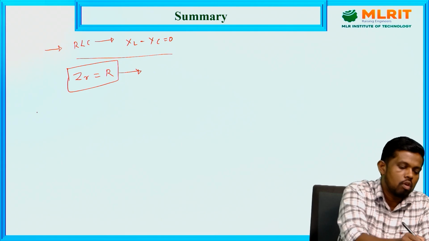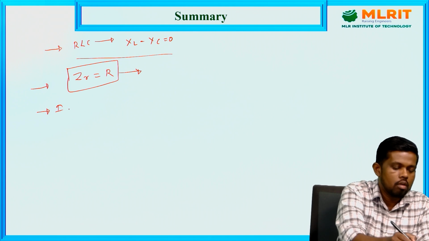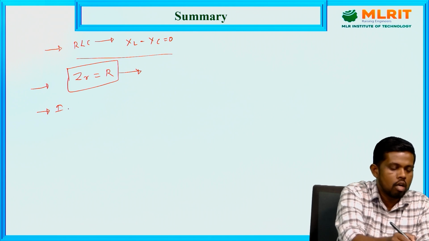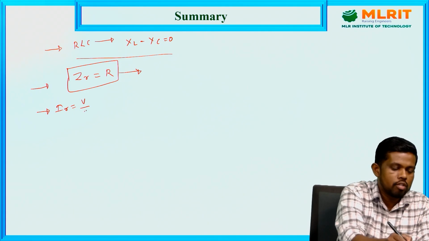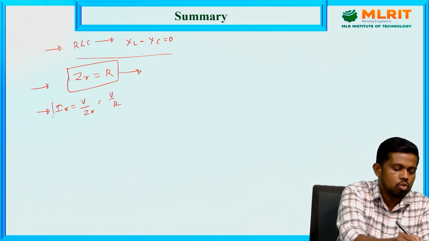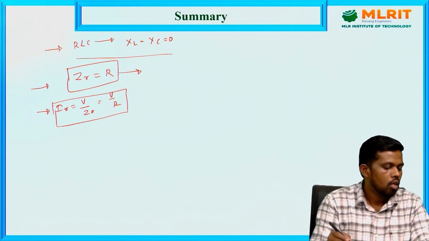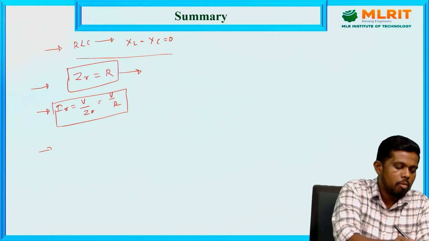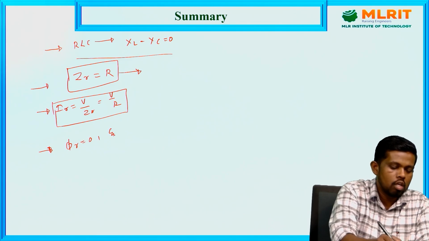Based on this, we also found the current value. Under the resonance condition, the current entering the whole circuit should be maximum. That is IR equal to V by ZR, which is V by R only. So it draws the maximum amount of current from the network. Then we also found the power factor angle, phi R equal to 0, and cos phi R equal to unity.